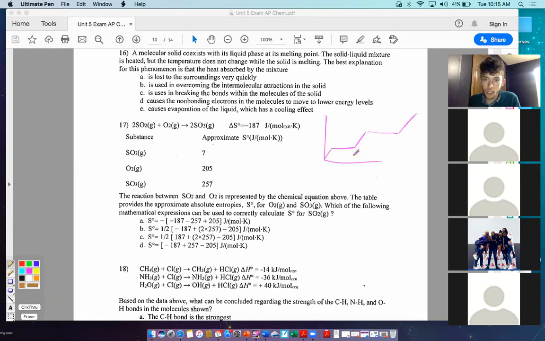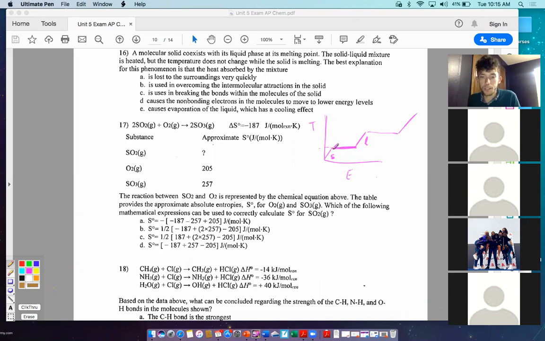So remember that this is a solid, this is a liquid. On the x-axis is how much heat energy I'm adding. On the y-axis is temperature. So I'm right here at the melting point, adding heat energy, but the temperature is not increasing.